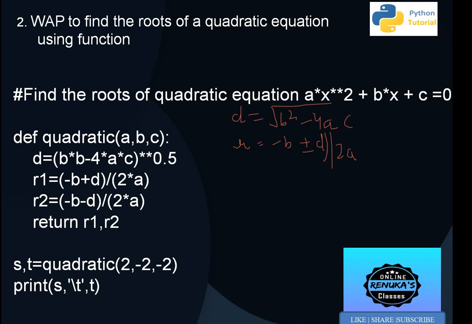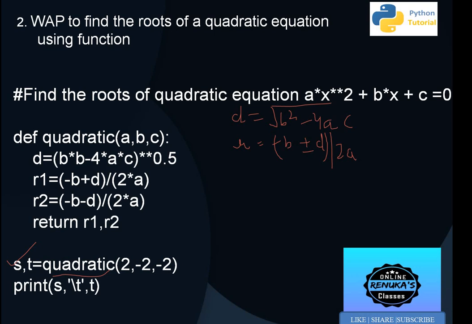So this is how we can find the roots. This is the formula. From this equation we need 3 inputs: a, b and c. So the program will start from here. We are calling the function quadratic with 3 values, passing 2, minus 2 and minus 2.